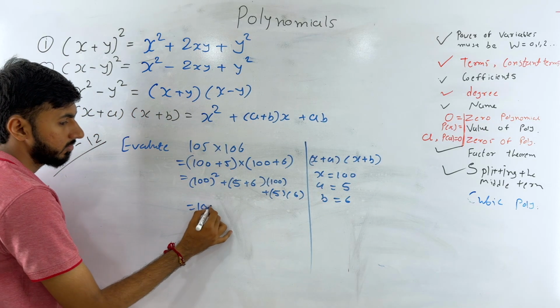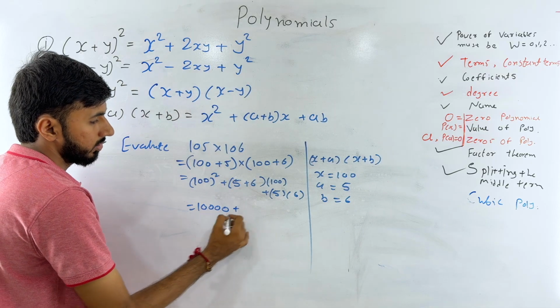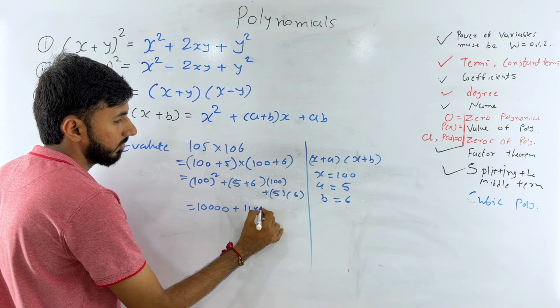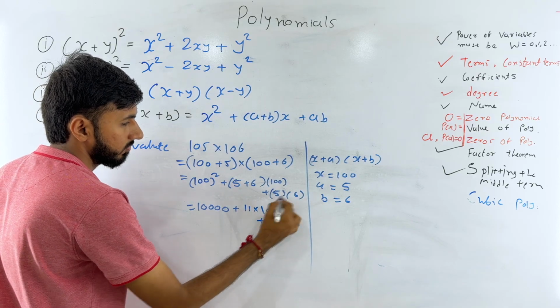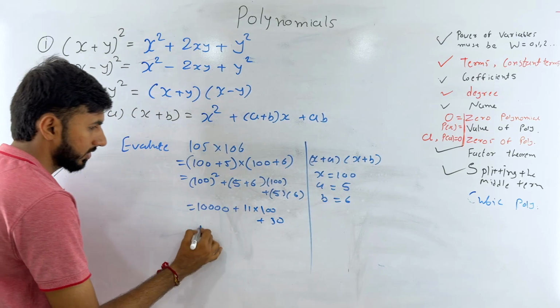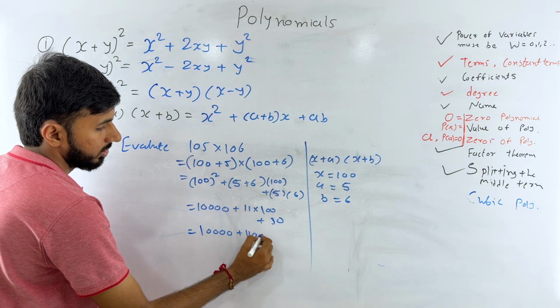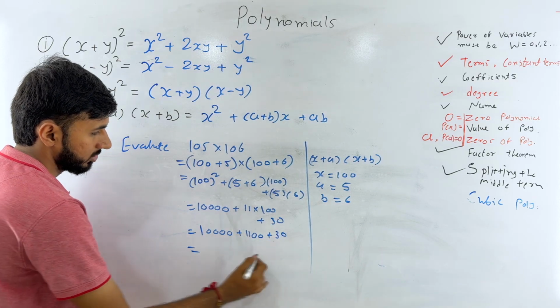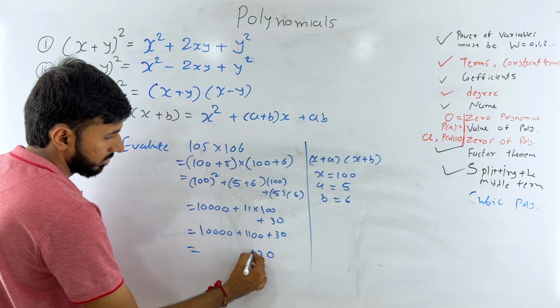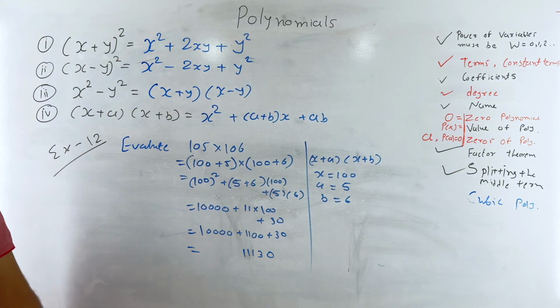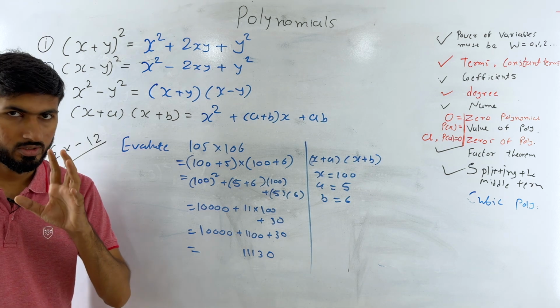100 square equals 10,000, plus (5 + 6), that is 11, multiplied by 100, plus 5 multiplied by 6, that is 30. So my answer will be 10,000 plus 1100 plus 30. So the final answer is 11,130. Right? This is my final answer. So by this method you can solve any such questions. Now we will see example number 13.